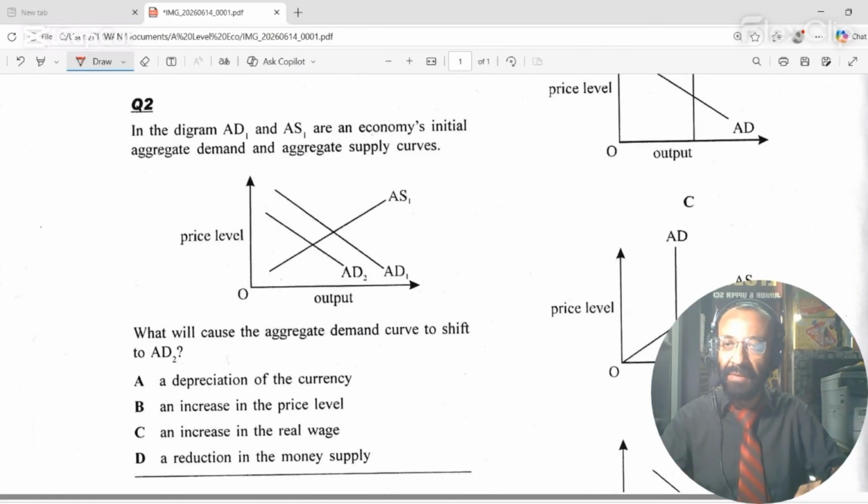Morning students, today we are going to solve a question in the topic of aggregate demand and aggregate supply in the subject of economics A levels. Here is the statement of the question.